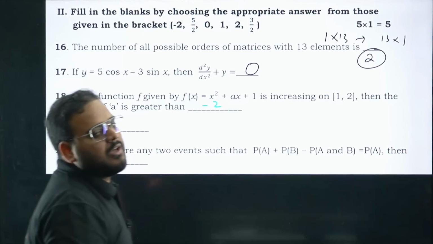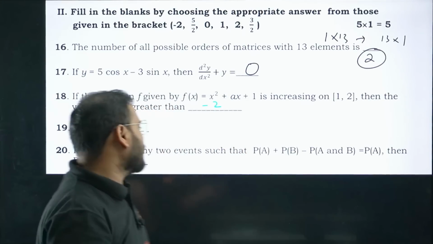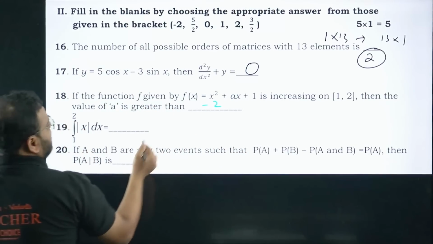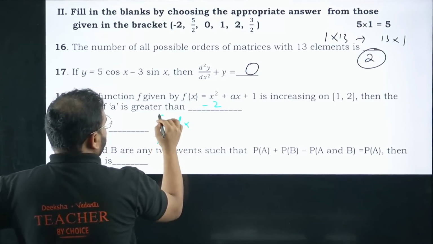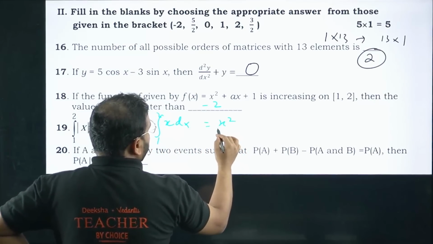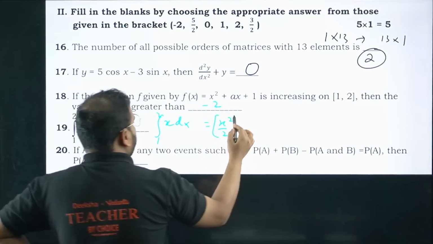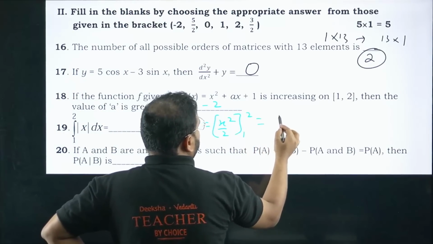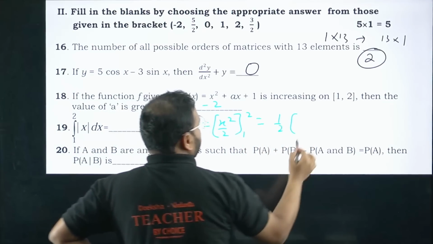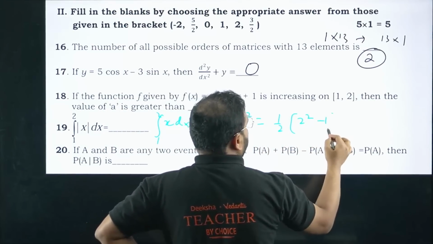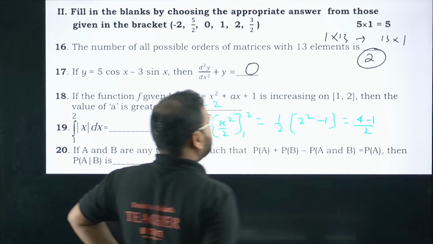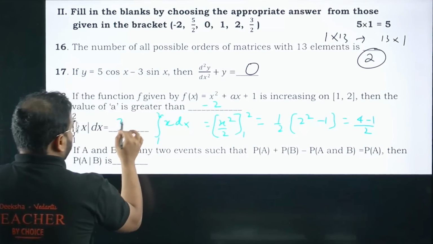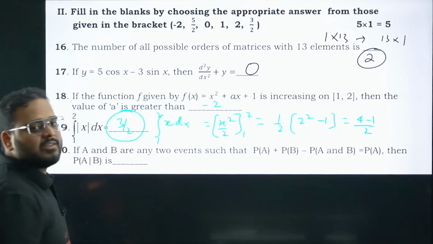We don't, sir. 1 to 2, mod x is always positive, no? So it will become simply the integration of x dx from 1 to 2. How much is that? x square by 2 from 1 to 2. Take 1 by 2 common. What do I get? 2 square minus 1. How much is that? 4 minus 1 by 2, which is nothing but 3 by 2. The answer is 3 by 2.